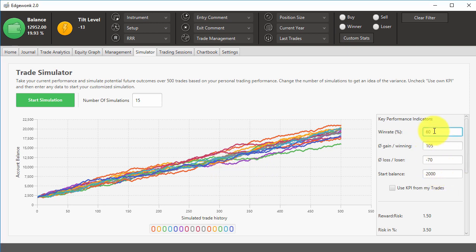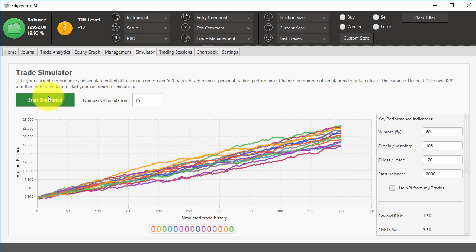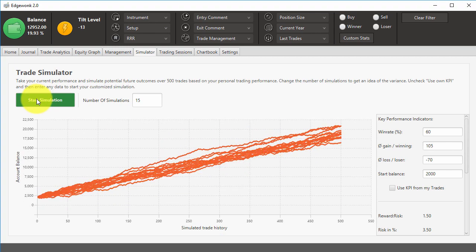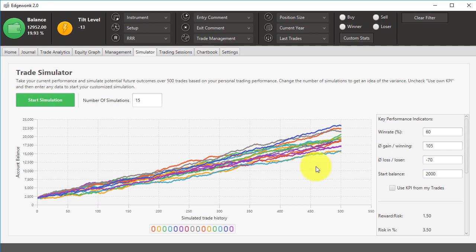Here we can see we have a win rate of 60%, the reward to risk ratio is 1.5, and the risk in percent, which is the position size, is 3.5% per trade. You can see if we start a simulation, overall the graphs are all going up. You have modest volatility, a few fluctuations, but it's looking very good so far, nothing too major. And now let's see what happens once we start changing the variables and how they impact account growth.